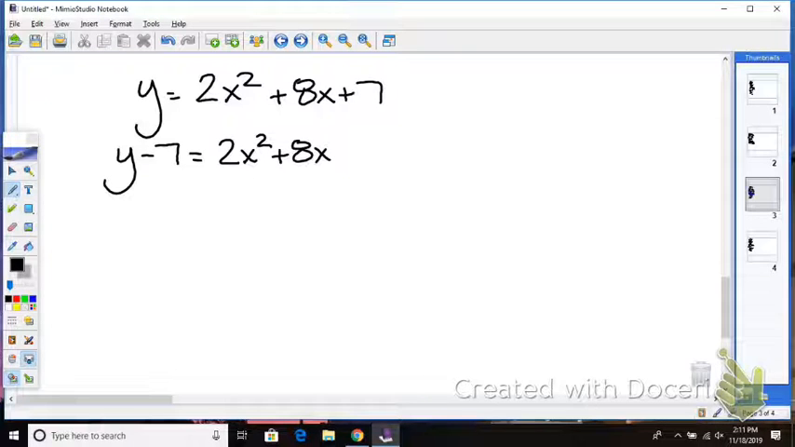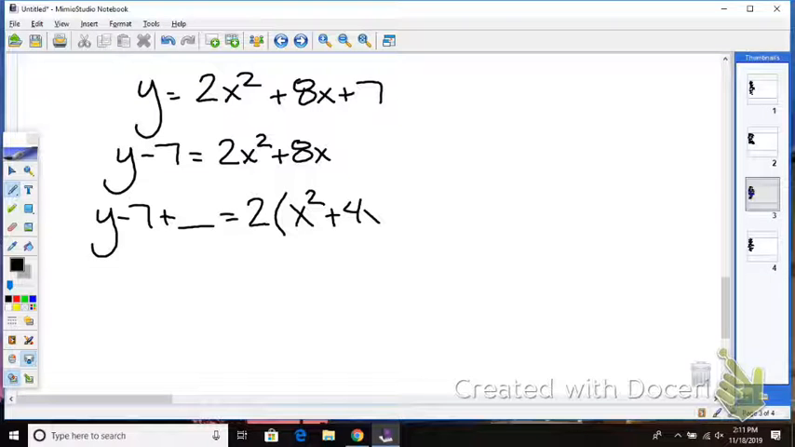Everybody good with that? Okay. The second one is the two-parter. We have to factor out the a term on the right and then put in our plus blanks. So I have y minus 7 plus blank equals, you're not factoring the x value, you're just factoring the a value, the number. So I'm taking the 2 out, and that's going to leave me with x squared plus 4x plus blank. This is the first place people get in trouble with this, is they forget to factor the 2 out of this b term. So make sure you factored it out of both terms.